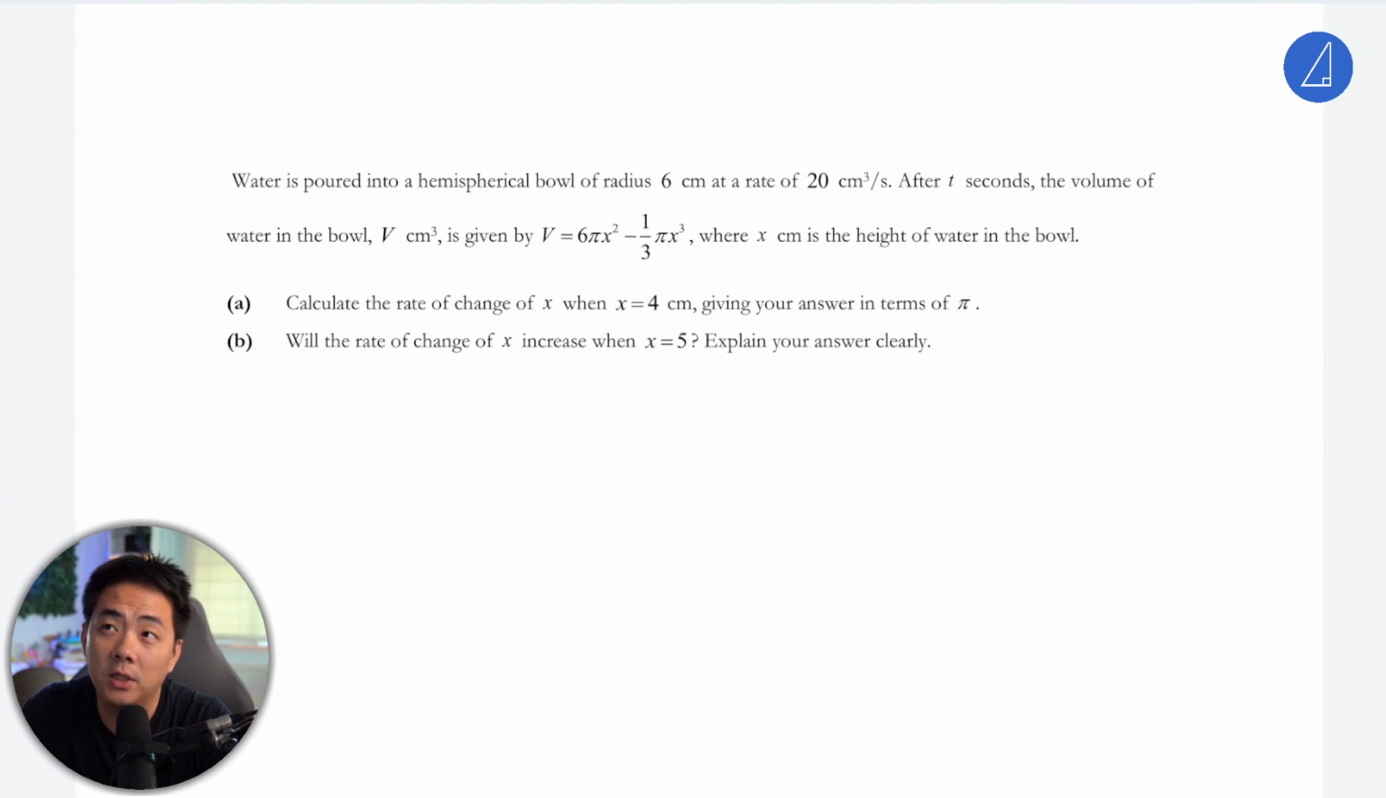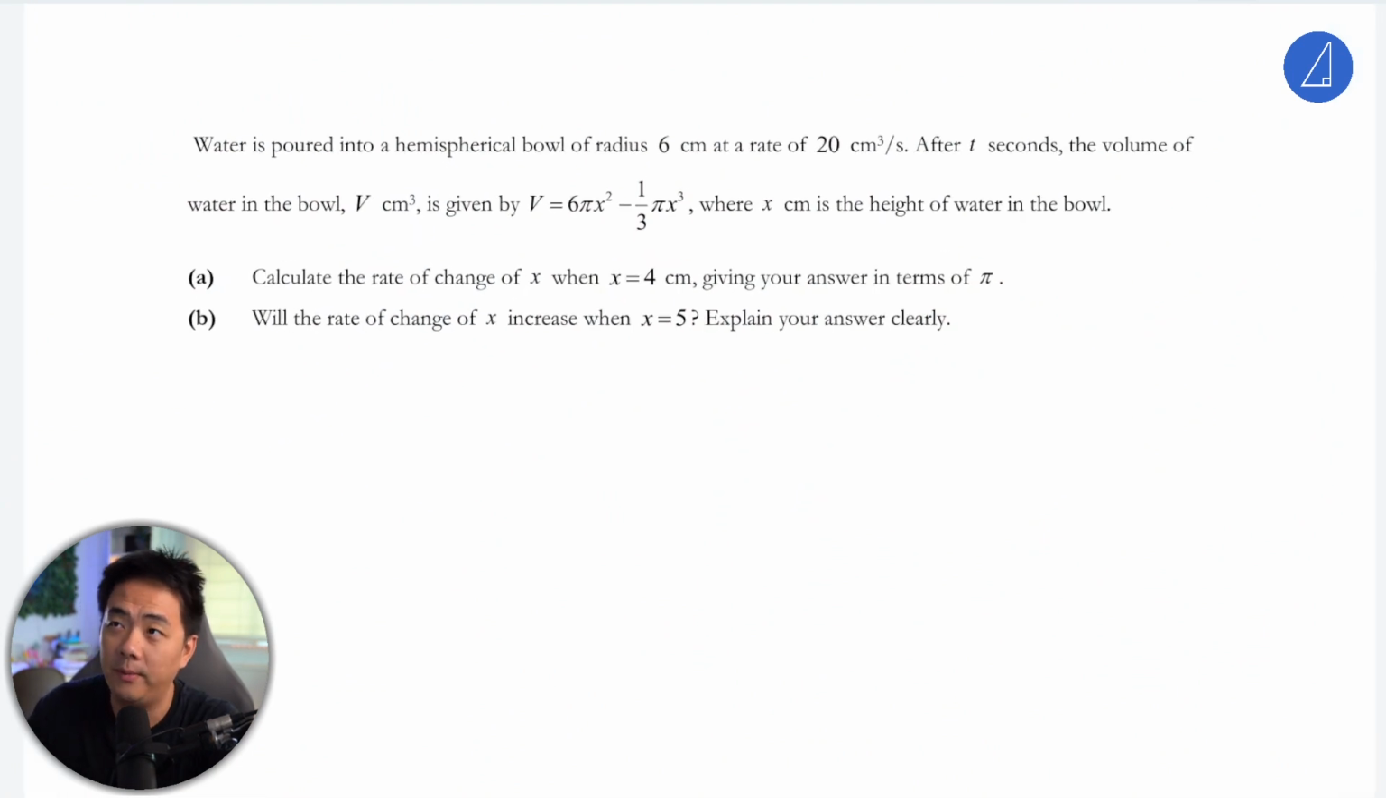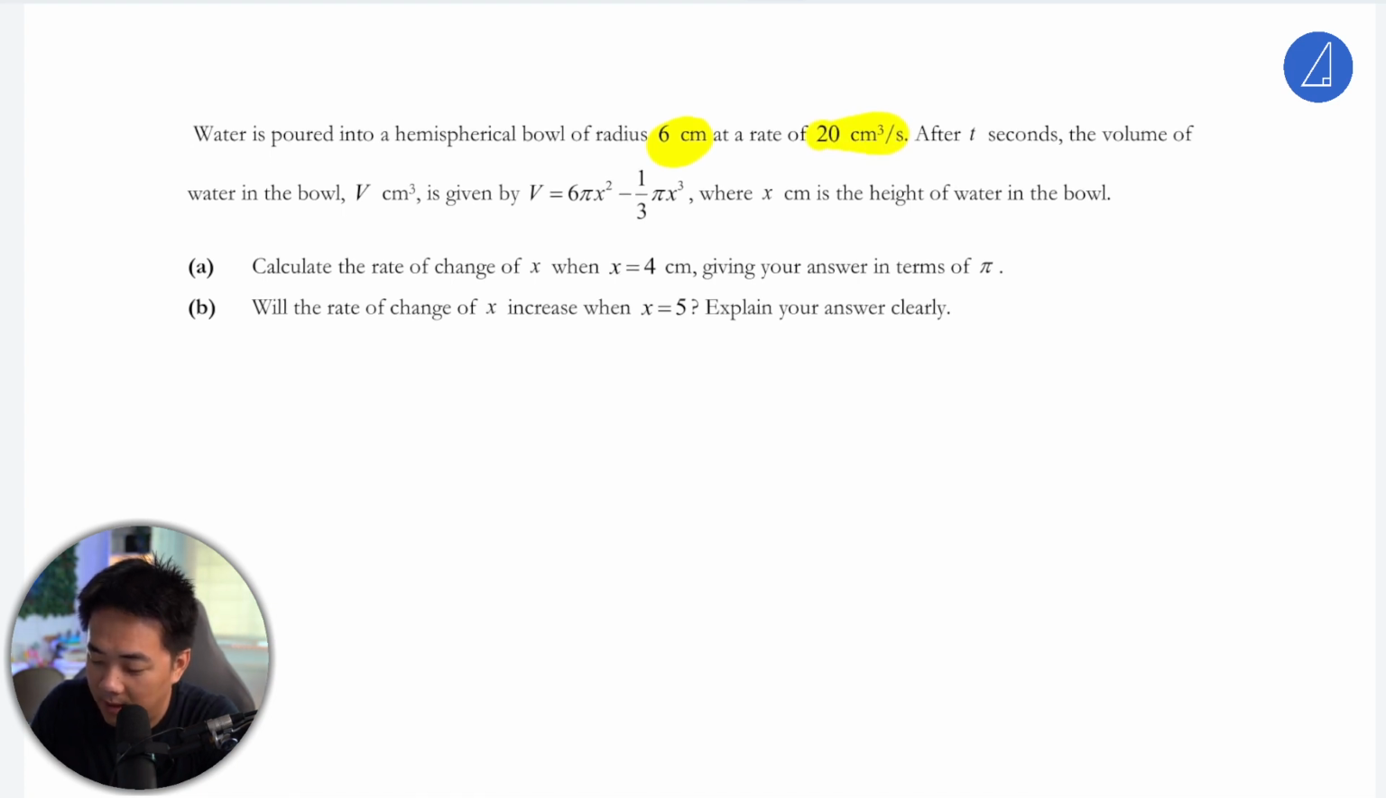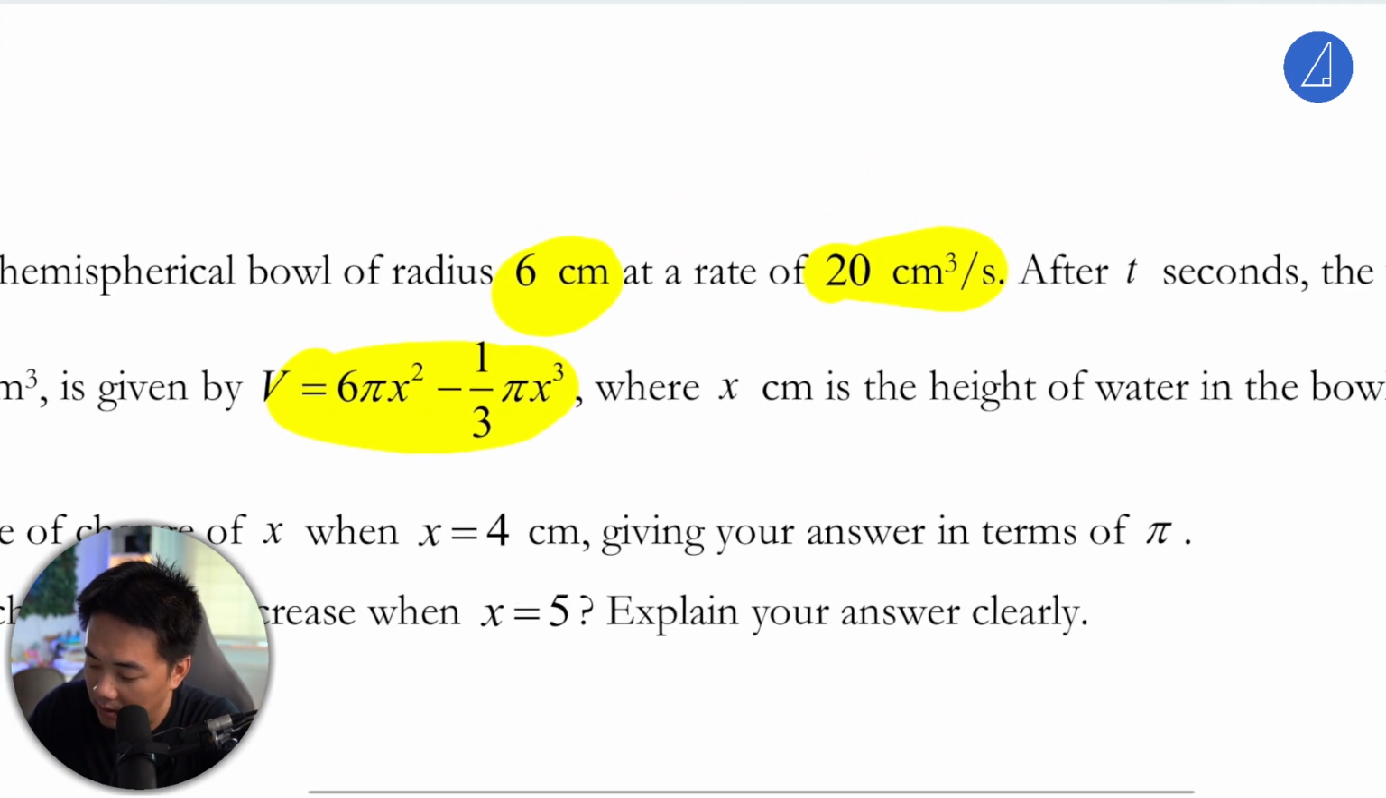Hi students, let's look at this question which is on rate of changes, which is an application of differentiation. Water is poured into a hemispherical bowl of radius 6 cm at the rate of 20 cm cubed per second, and the volume of the water in the bowl is given this way. This is given, so we know that this is dV/dt. Just write it down: it's equal to 20 cubic centimeters per second.